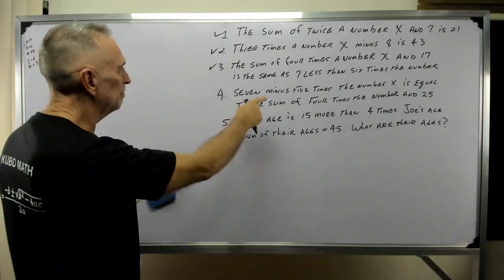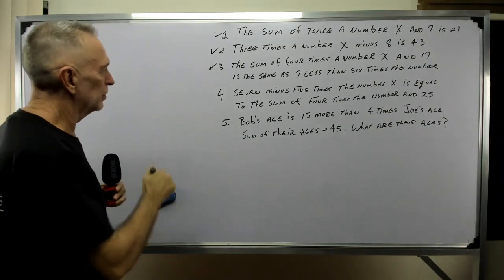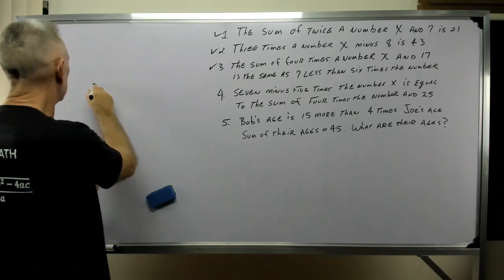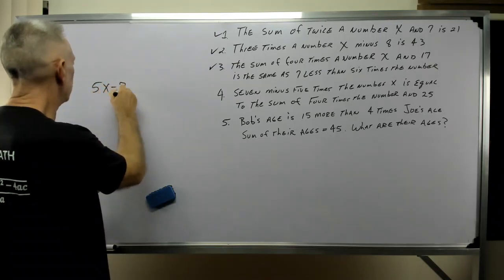Okay, 7 minus 5 times the number. 5 times the number, 7 less.